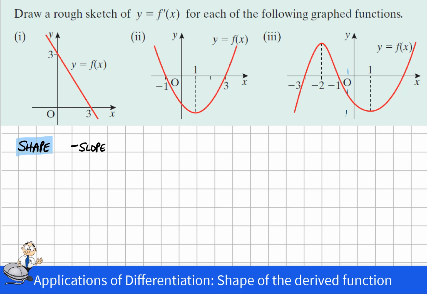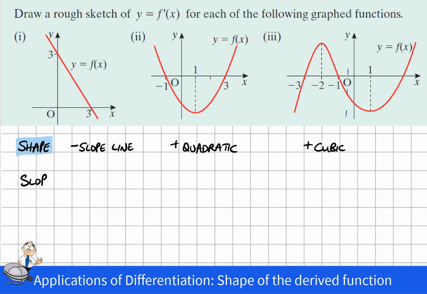So the first picture seems to be a negative line. It's a line with a negative slope. The next one appears to be a positive quadratic shape. It's a parabola. And the last one, maybe it's a positive cubic. So what would the slope function look like?